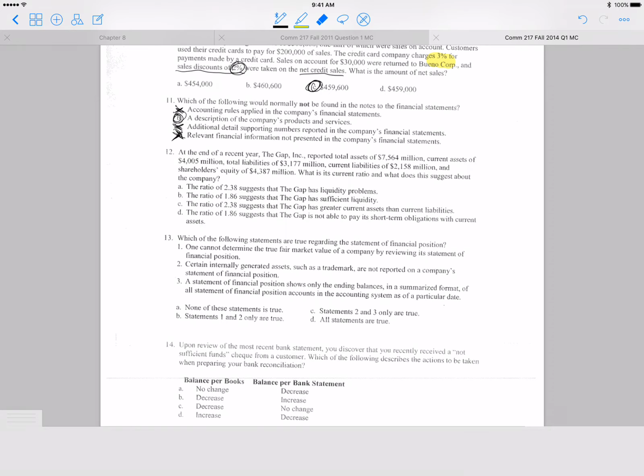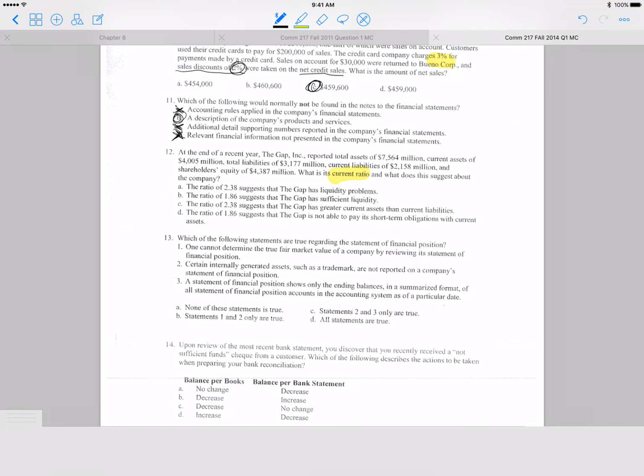For 12, at the end of a recent year, the Gap Inc. reported total assets of $7,564 million, current assets of $4,005 million, total liabilities of $3,177 million, current liabilities of $2,158 million, and shareholders' equity of $4,387 million. So what is the current ratio, and what does this suggest about the company?